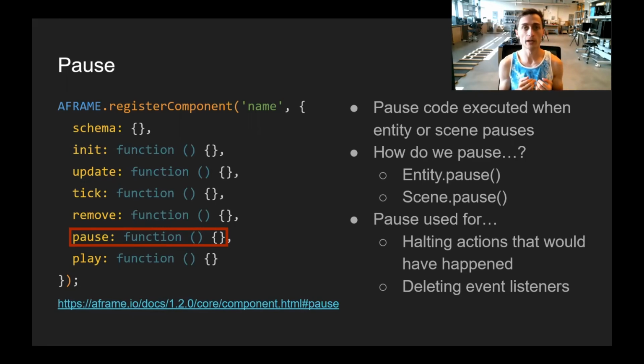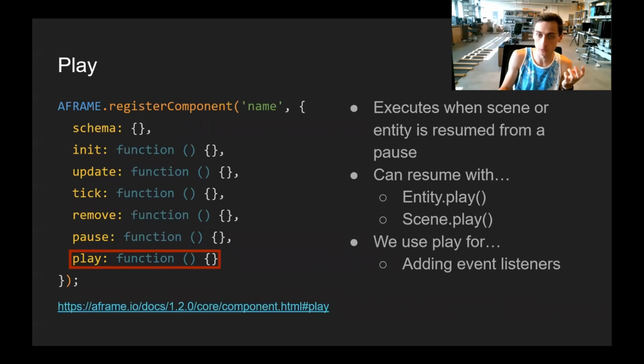A good use for pause is that sometimes your component is going to be continuously computing operations. But maybe when the scene or the entity is paused, through the scene.pause or the entity.pause, you want that to stop. Then it'll halt those operations. And again, just like remove, it's also good at removing or deleting any event listeners that you don't want happening anymore once it's paused.